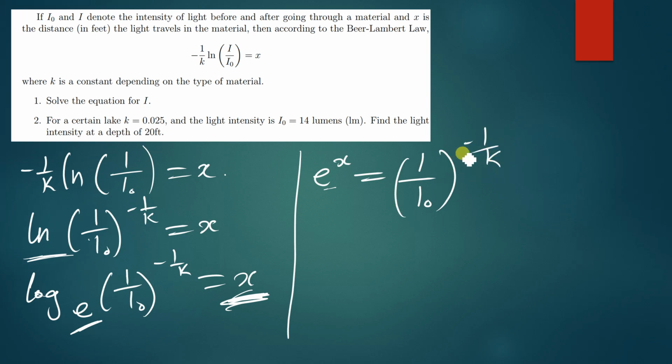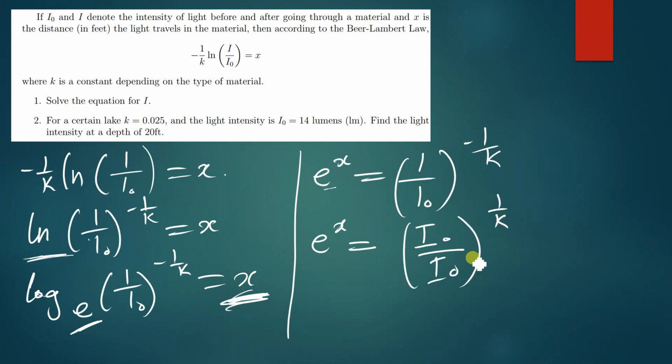So now we make I the subject of the formula. How do you do that? What you need to do here is get rid of this negative first of all. How do we get rid of the negative? This is going to go down, or you can simply switch what is in the brackets there. So you have e to the power x being equal to I naught over I to the power 1/k. Oh sorry, I've made a mistake.